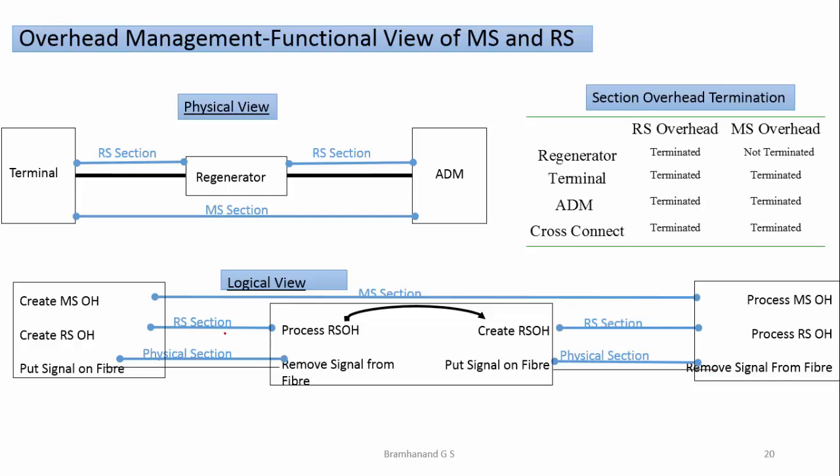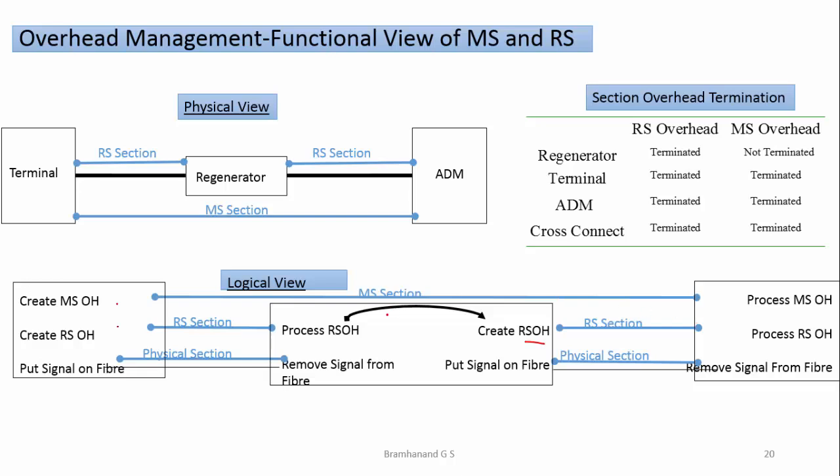Whenever a terminal multiplexer puts the multiplex section overhead and regenerator section overhead with the client data, the regenerator processes only the regenerator section overhead. Based on the alarms or performance data, it reconfigures the regenerator section overhead and puts it back, and the same data goes to the next terminal multiplexer.